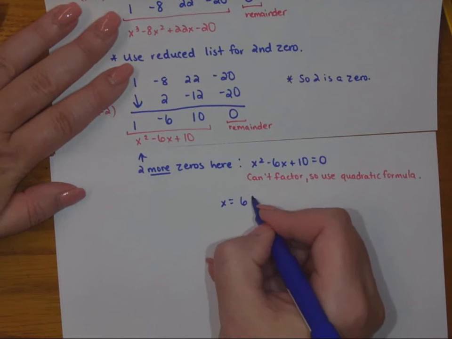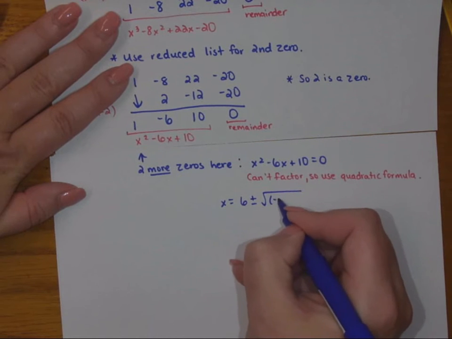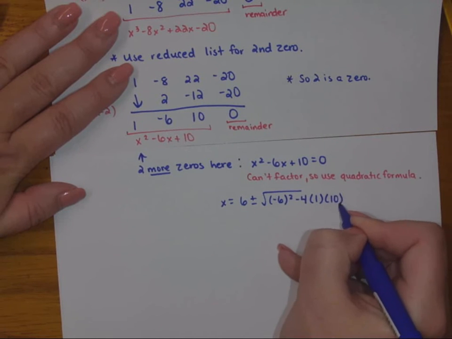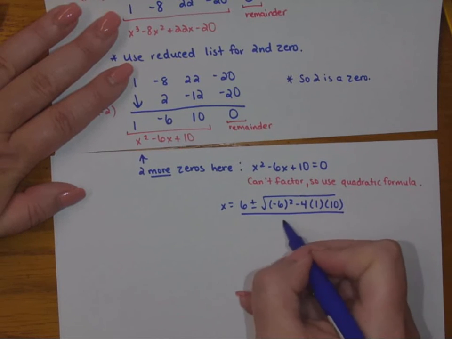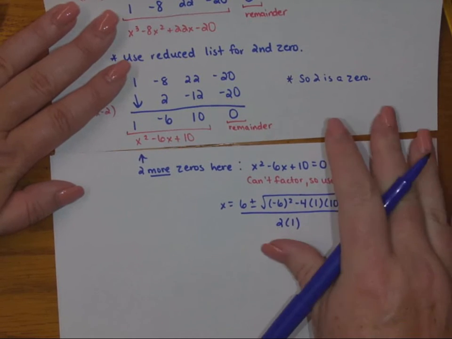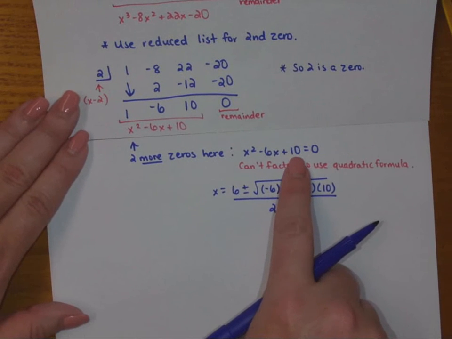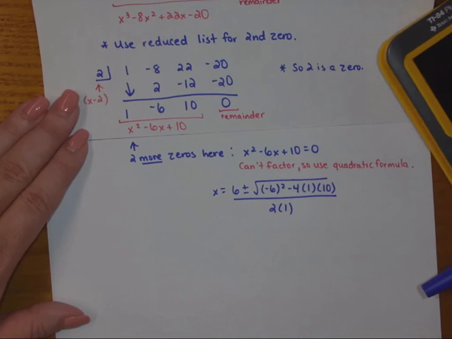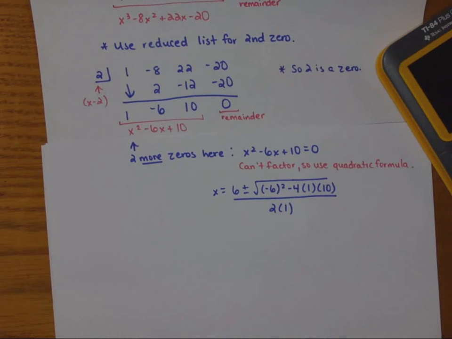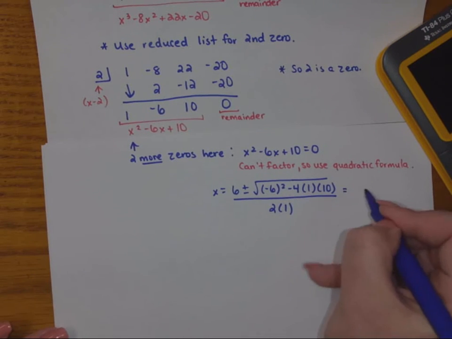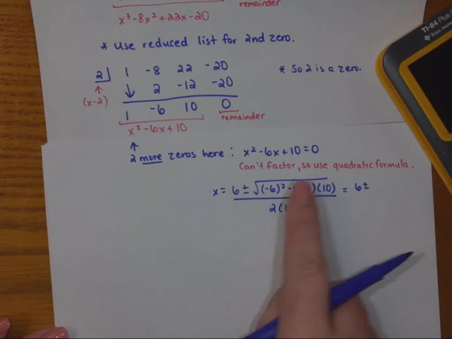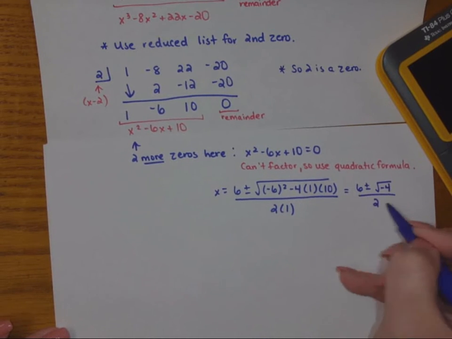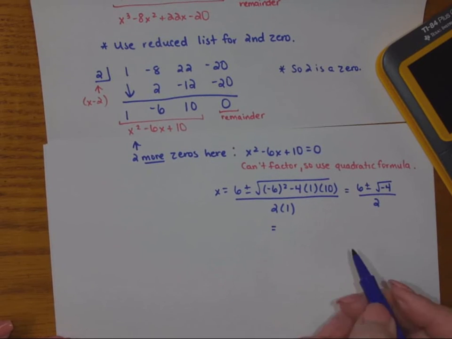So it's -b plus or minus the square root of b squared minus 4ac all over 2a. By the way, I didn't mention it, but the reason this doesn't factor is there are no factors of 10 that add up to -6. Okay, so when that happens, you're not dead in the water. You just go for your plan B, which is quadratic formula. So we end up getting 6 plus or minus, that'll be 36 minus 40. So we get -4 over 2, which actually means we're getting imaginary answers here.